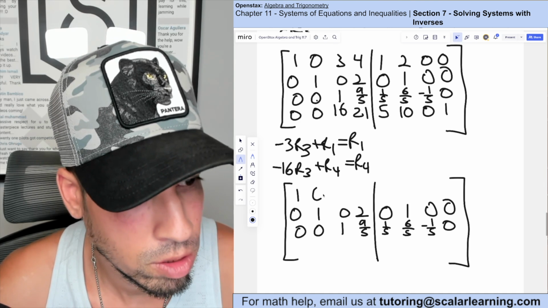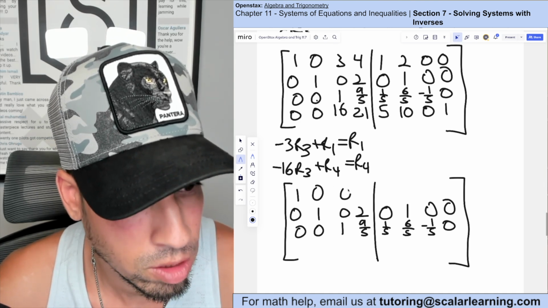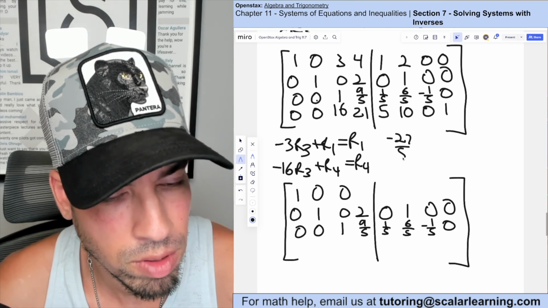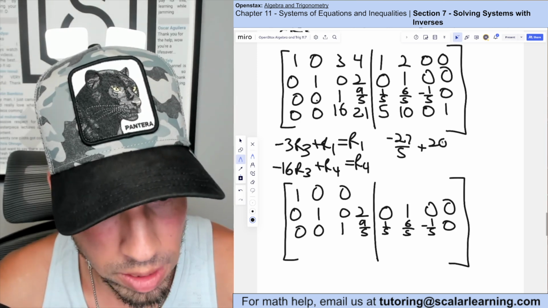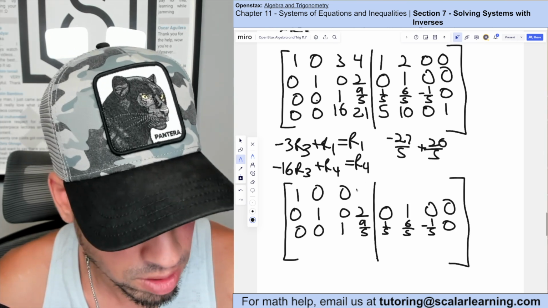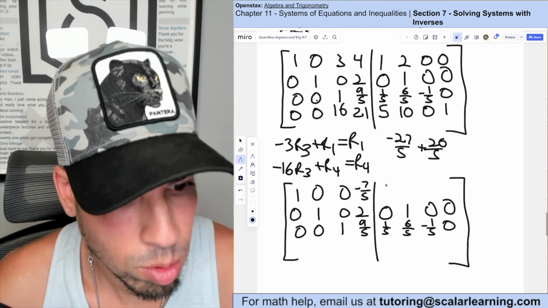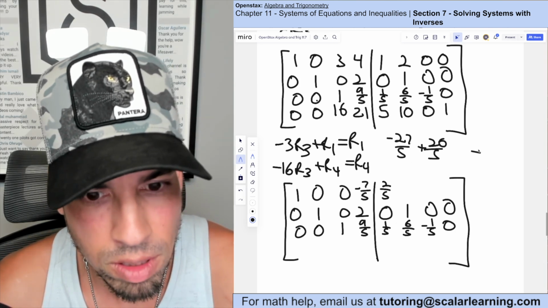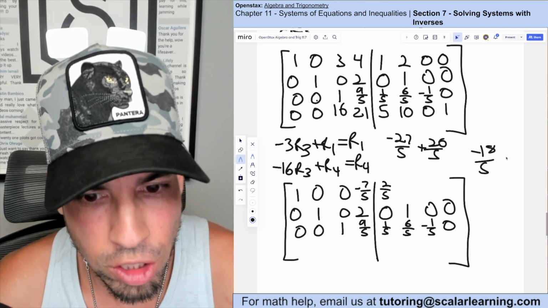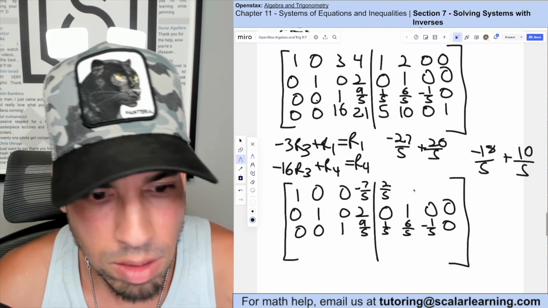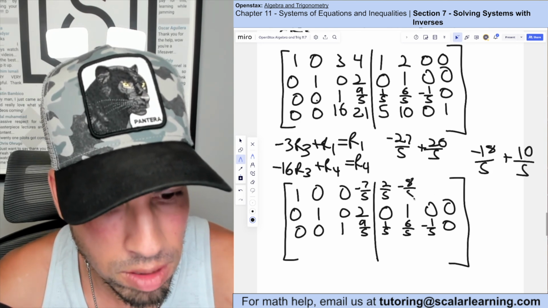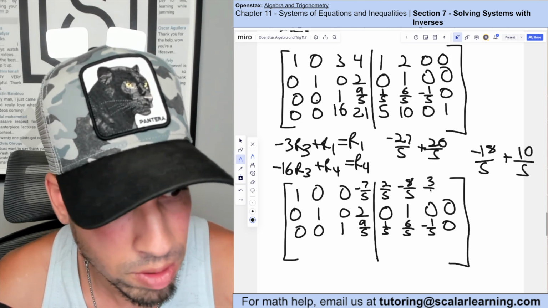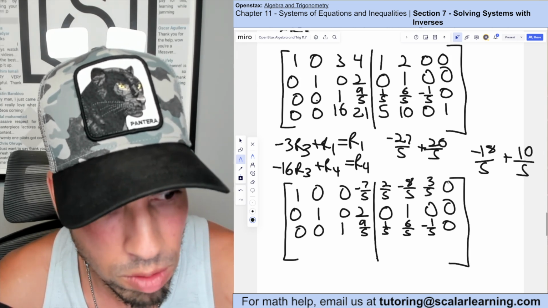0 plus 0 is 0, negative 3 plus 3 is 0, and then negative 27 fifths plus 4, which is 20 fifths, is equal to negative 7 fifths. And then we got negative 3 fifths plus 1 is 2 fifths. Then we got negative 18 fifths plus 2, which is 10 fifths, is going to be negative 8 fifths. Then we got 3 fifths, positive plus 0 is 3 fifths, and then 0 plus 0 is 0.